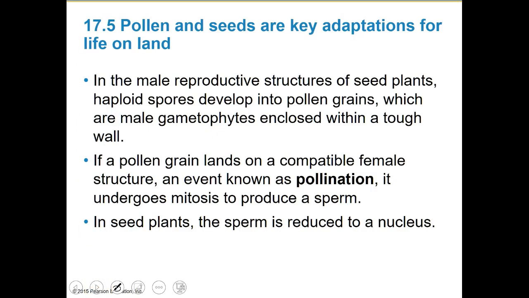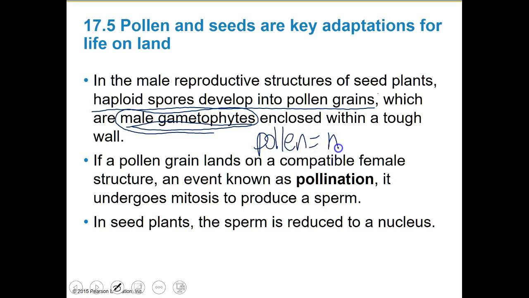Okay, so in the male reproductive structures of seed plants, haploid spores develop into pollen grains, which are then the male gametophytes. So when we experience it this spring and there's pollen everywhere, it's the whole entire male gamete plant. That's what that is. So pollen, the shorthand, is the male gamete plant.